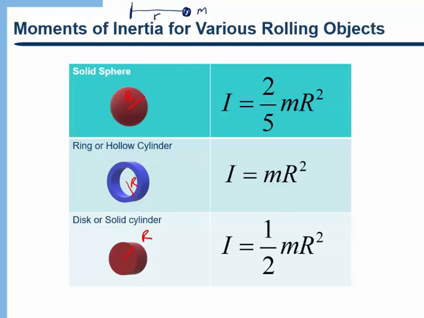The other thing you'll notice is now we understand why our disk beat our hoop down the incline, because the moment of inertia for a disk is half as big as the moment of inertia for a ring or a hoop. In our next video, we're going to continue with this, and we'll look at how we can use conservation of energy with what we've learned about moments of inertia to actually determine what the velocity would be for a hoop or a disk rolling down an incline.